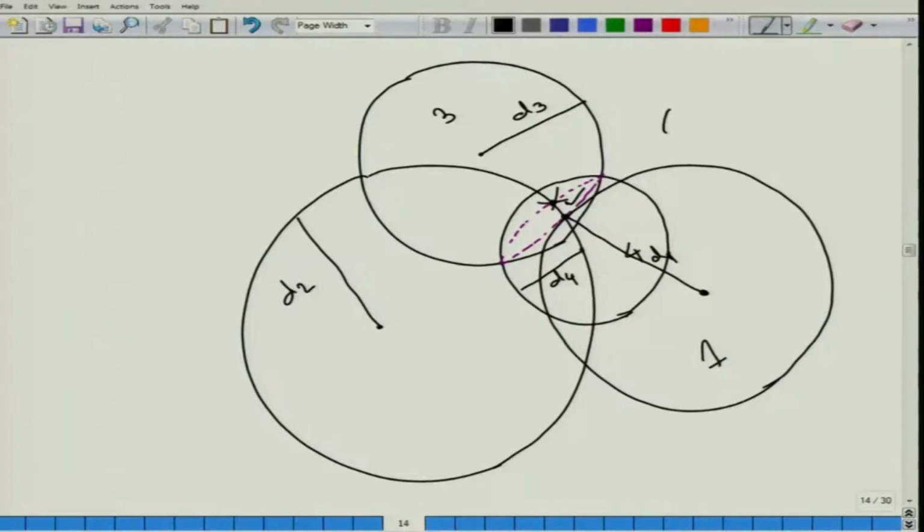So, this thing is known as GPS, which stands for Global Positioning System.